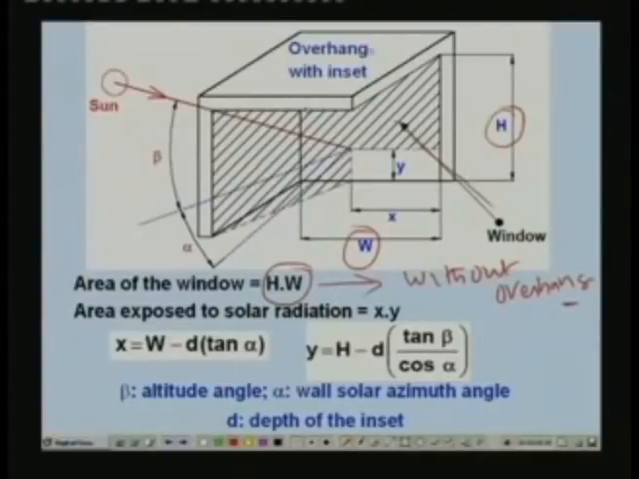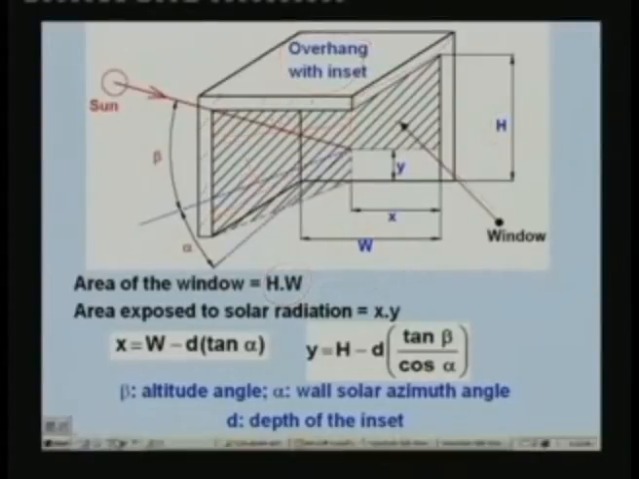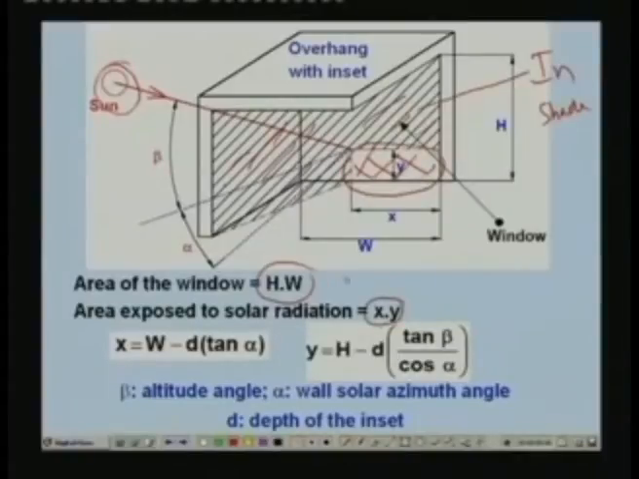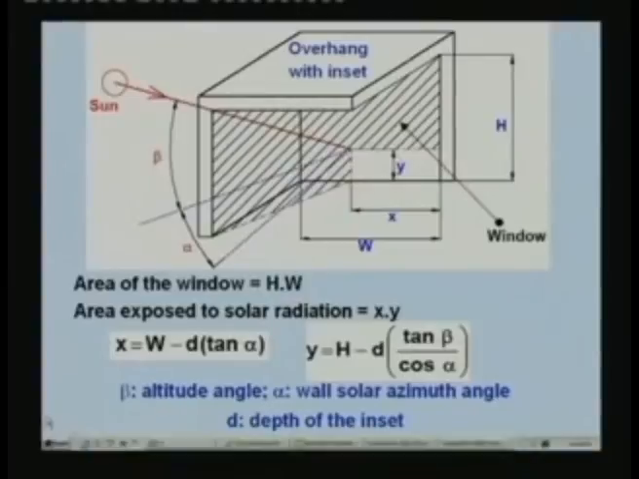But let us say I am using an overhang with inset, the red hatched portion. It has a certain length, a certain width and a certain depth. The depth of the inset is this, and the width is this. If you are using an overhang, you find that this hatched area, when the sun is at this particular position, is not exposed to direct radiation. That means this is in shade. Only this much area is exposed to solar radiation. That means without overhang, the entire area is exposed to direct radiation, whereas with overhang, only a small portion is exposed, and this small portion is given here as the multiplication of x into y.